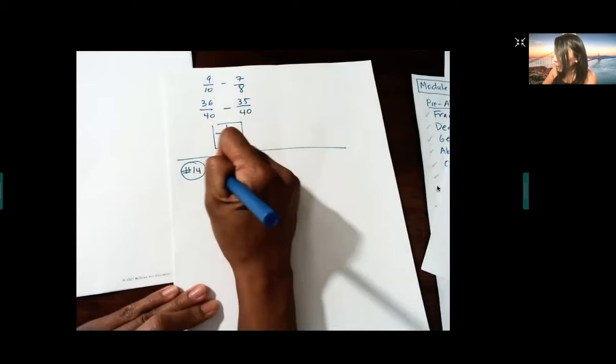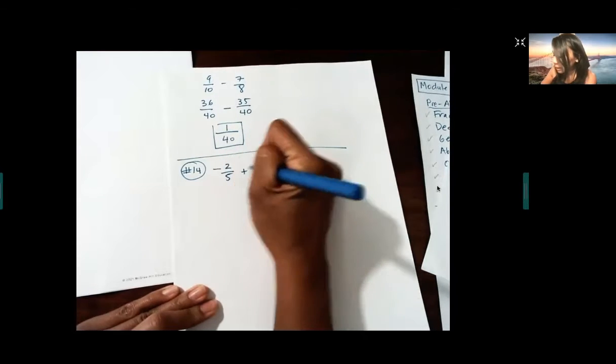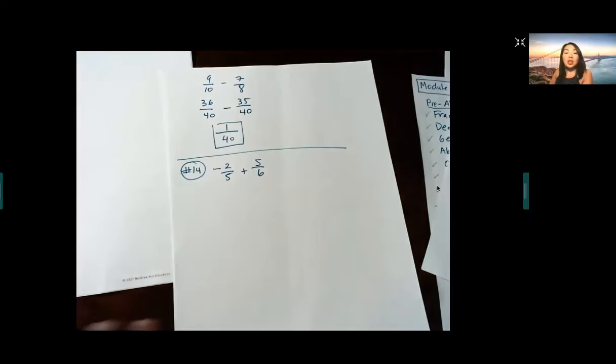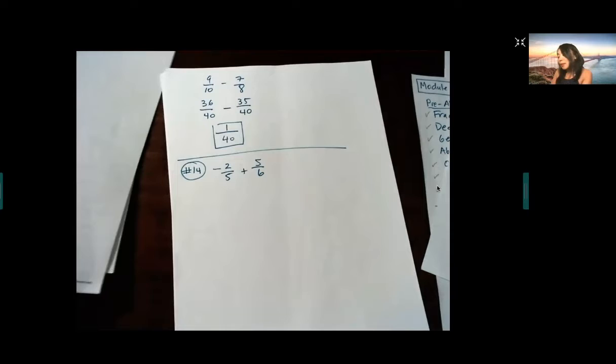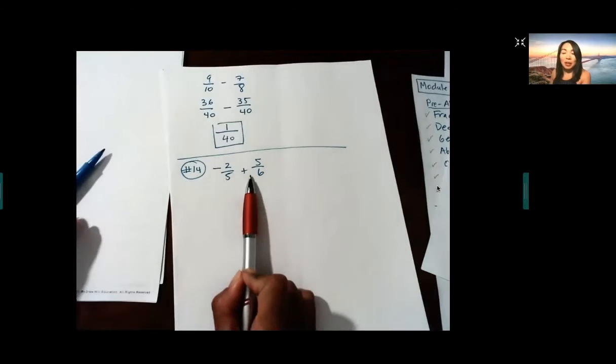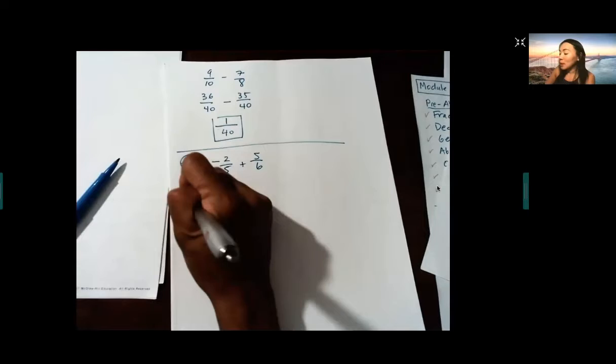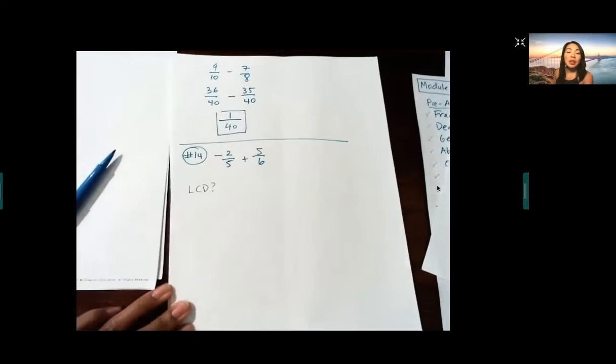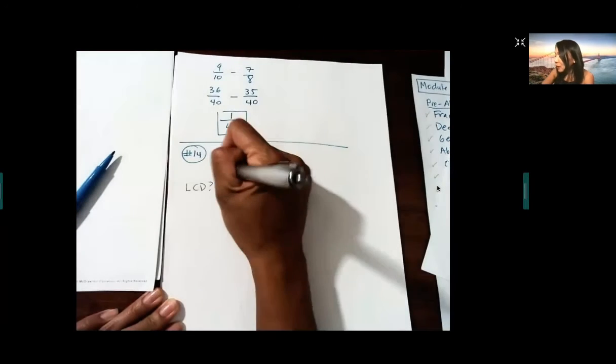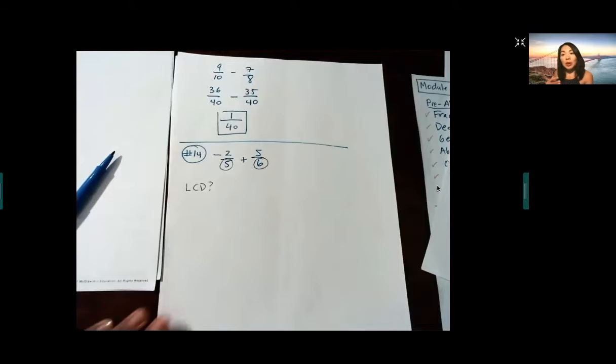So question number 14, -2/5 plus 5/6. I'm going to write it down here just so that it could be a little bit bigger. -2/5 plus 5/6. I'm going to say to myself, I'm doing adding, so I need like denominators. These are not like denominators, so I have to do work. I need to ask myself, what is the LCD? So I look at the number 5 and I look at the number 6, and I say, what is the lowest common multiple that they have in common?